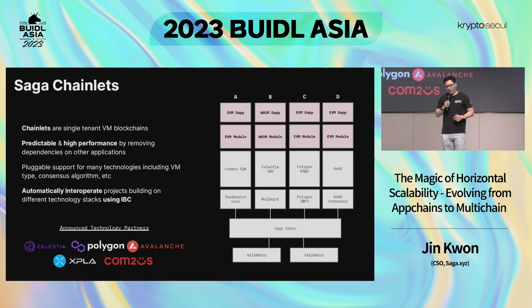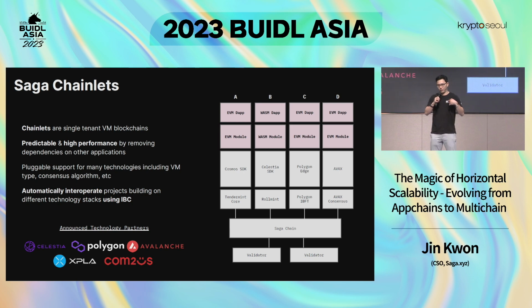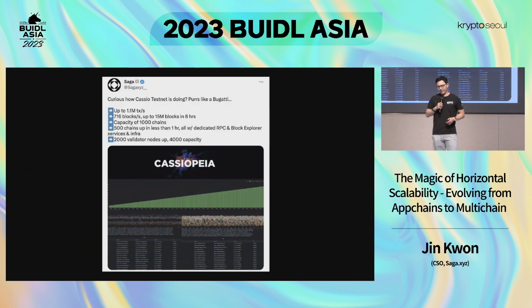The idea here is that earlier we mentioned what infrastructure is needed to make this elastic blockchain launching possible. Saga is essentially a tool to do this effectively. We have a testnet right now. It's been going on for about 2 months.